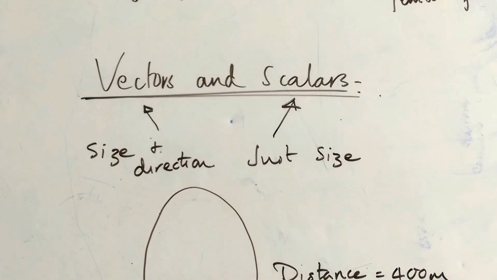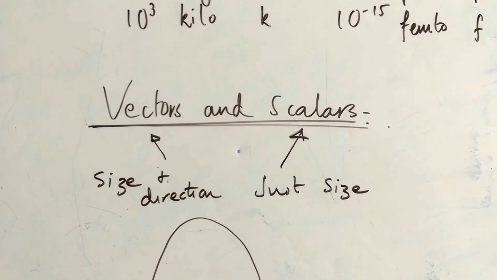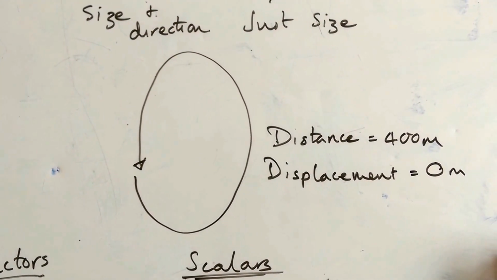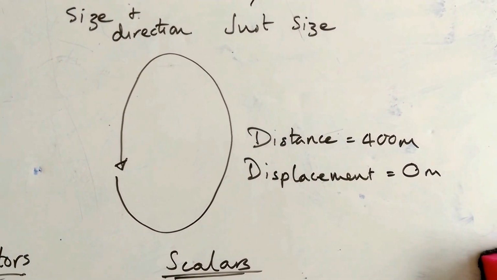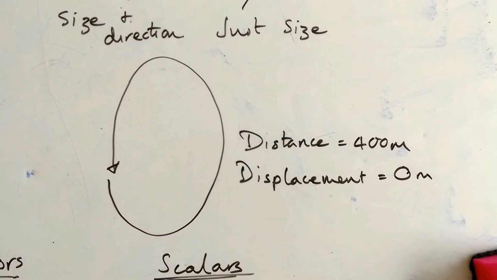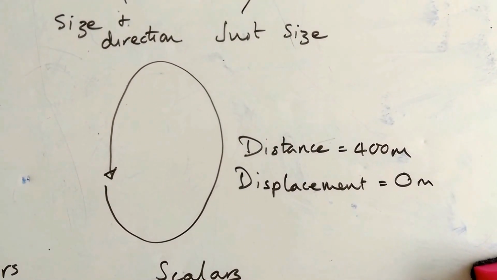Lastly, some real basic stuff is knowing the difference between vectors and scalars. Vectors have size and direction, and scalars have just size. And the most obvious example of this is someone who's run around a 400-meter track. They feel pretty good about themselves when you say the distance they've covered is 400 meters, but because they've gone back to where they started, their displacement is zero.